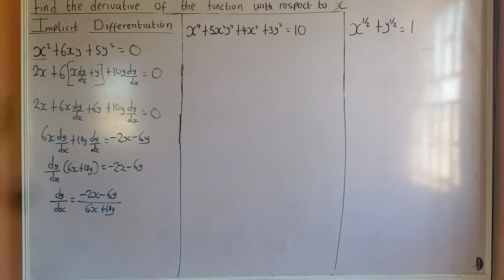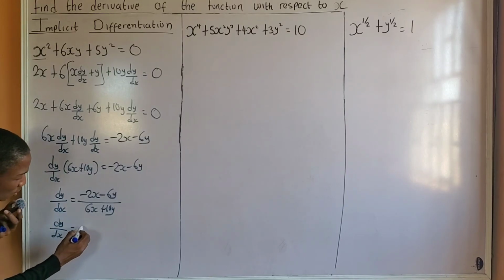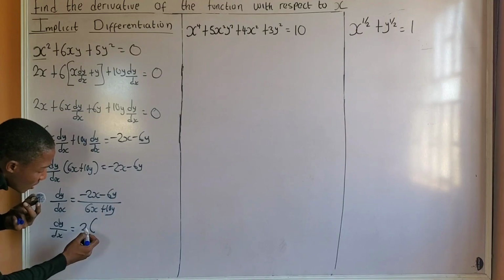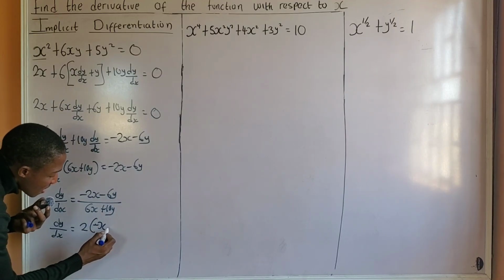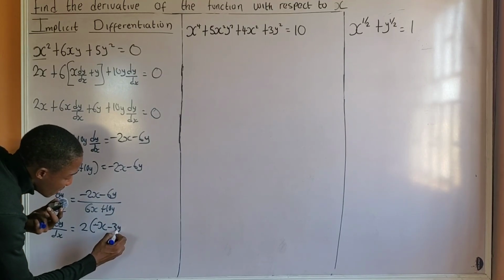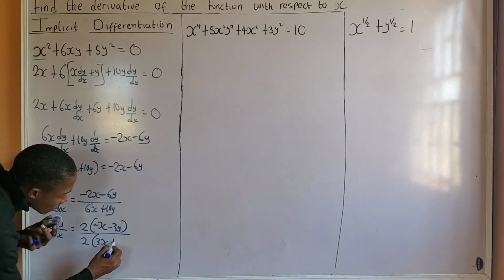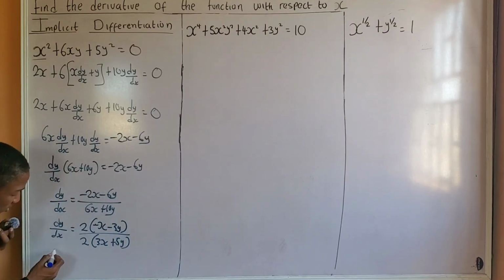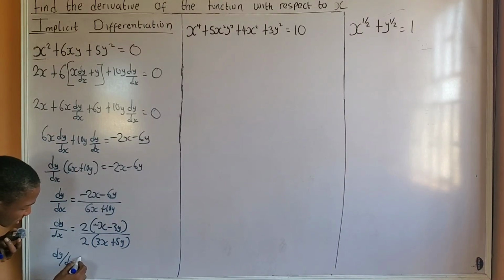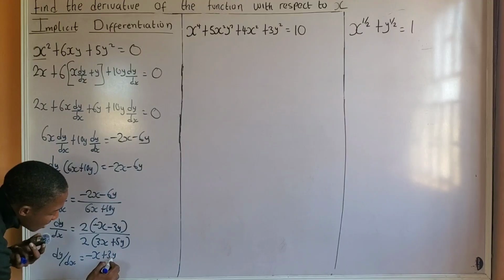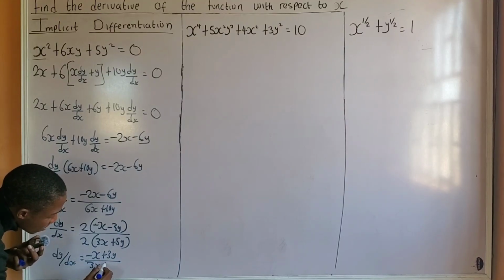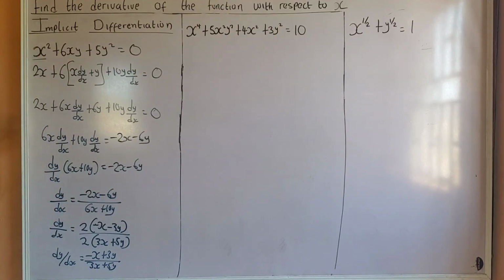So I'm going to have dy all over dx is equal to negative 2x negative 6y whole over 6x plus 10y. Okay, now having gotten to this point, you can factorize 2. You understand? You can factorize 2. So I'm going to have dy all over dx is equal to 2 multiplied by negative x minus 3y, and this all over 2 multiplied by 3x plus 5y. Okay, so I'm going to have dy all over dx will be equal to negative x plus 3y all over 3x plus 5y, which is the final answer to that question.